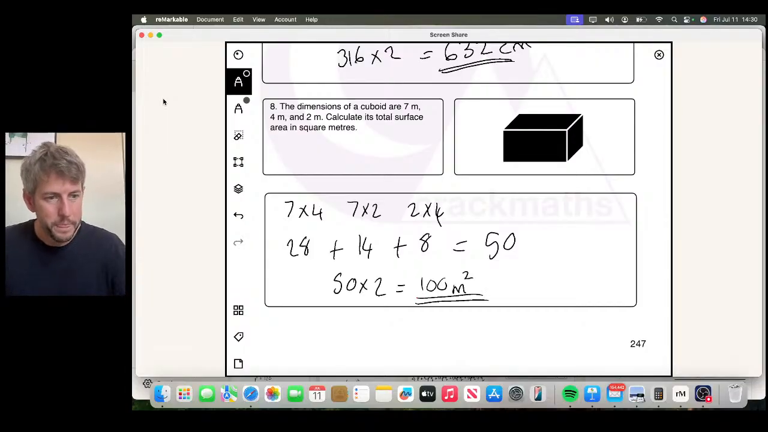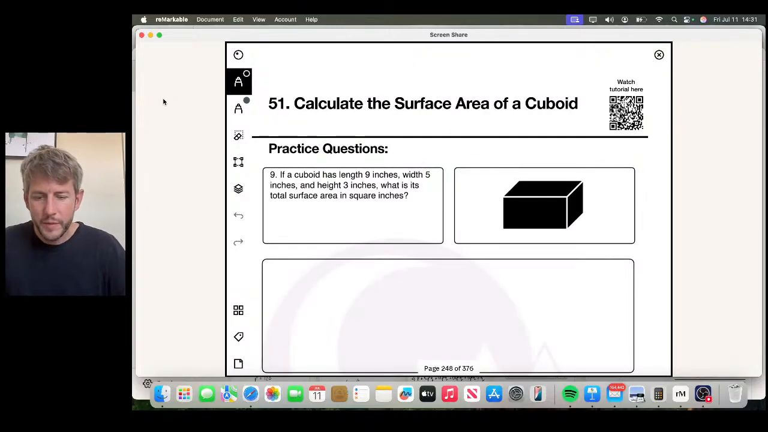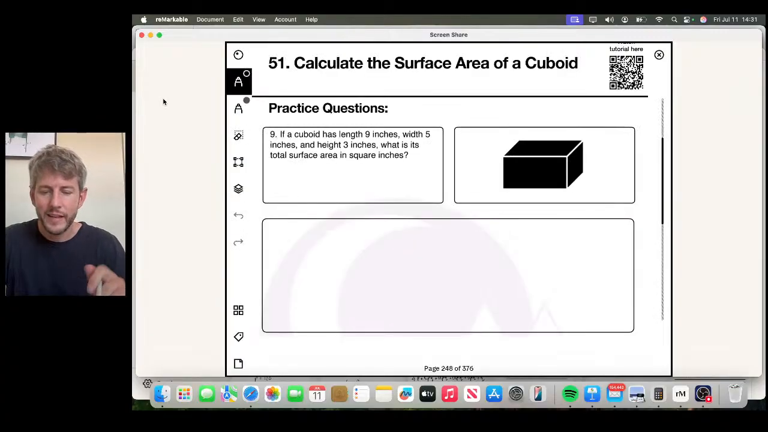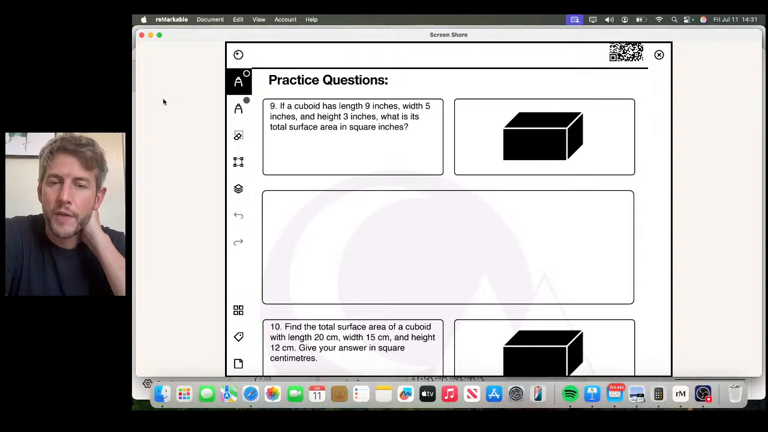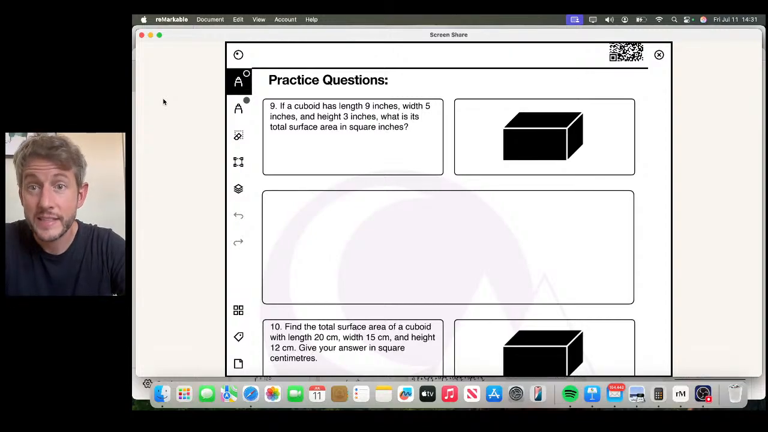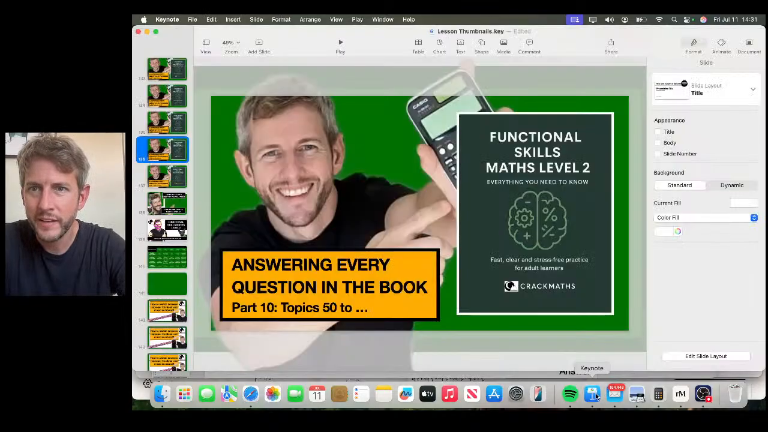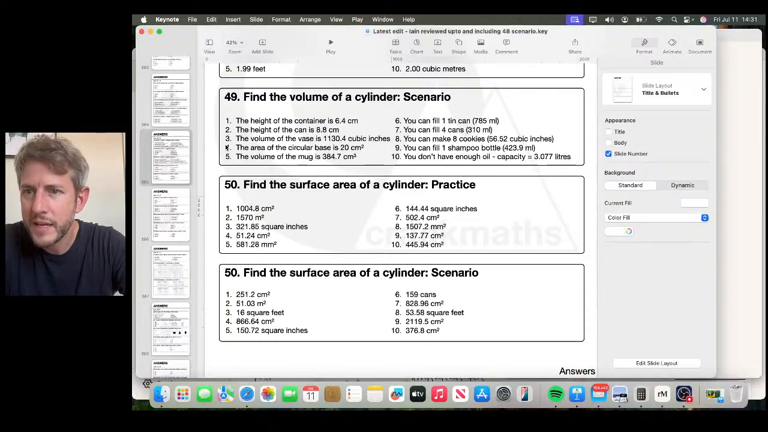Okay, right. Next one. Here we go. Question 9. It says if a cuboid has length 9 inches, width 5 inches, and height 3 inches, what is its total surface area? Right, so quickly, let's just change that. I can minimize that now.